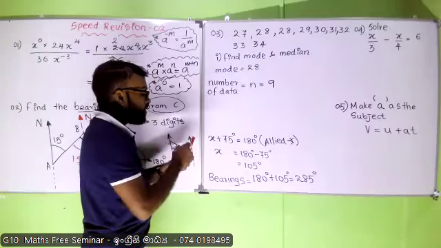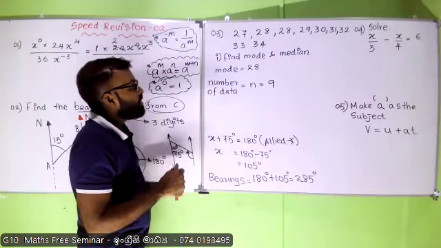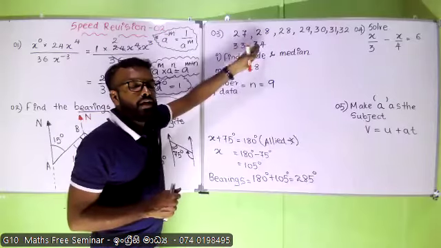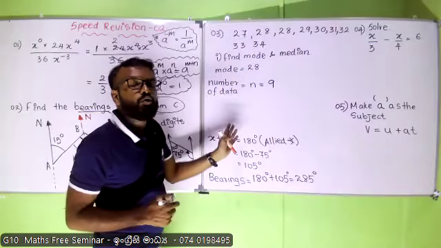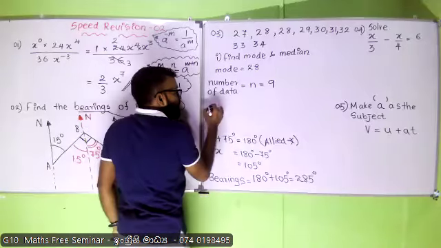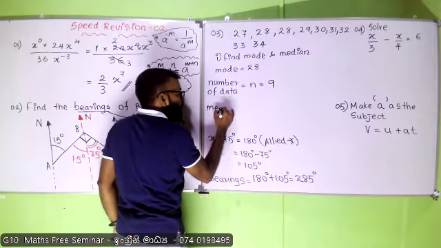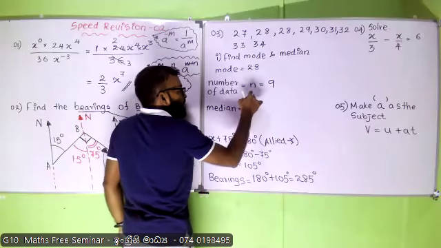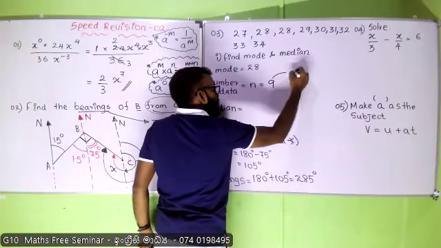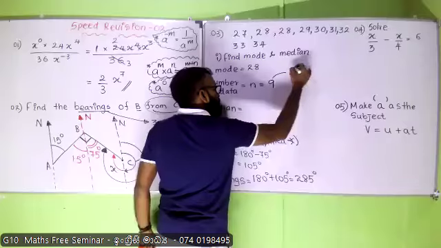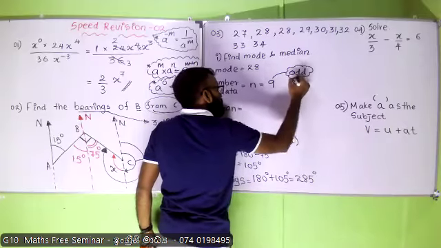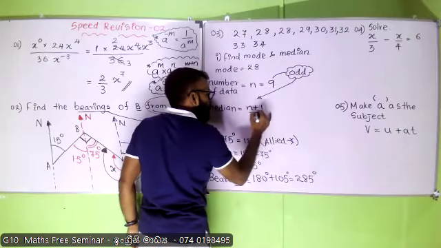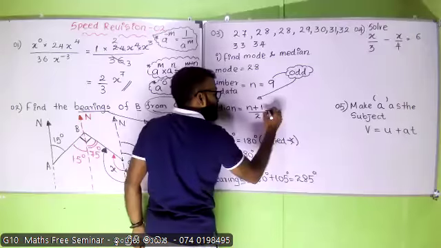So if you have an odd number, the way to find the median is the exact (n plus 1) divided by 2th place. So your median will be available there. If the number of data is odd, the thing you are going to do is find the median at the (n plus 1) divided by 2 place.